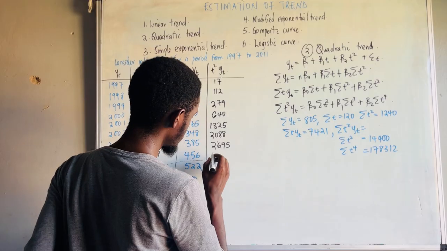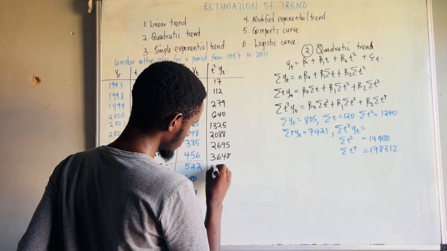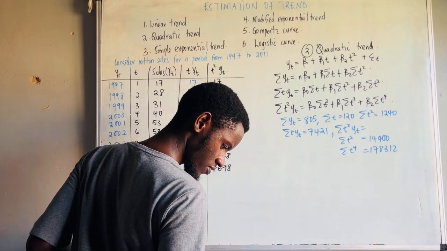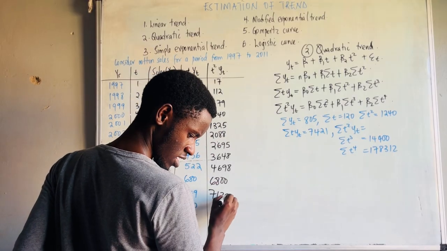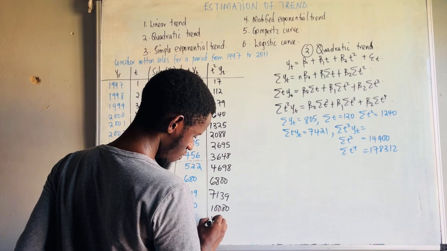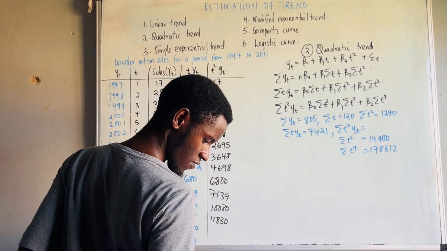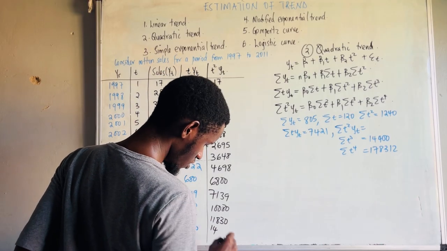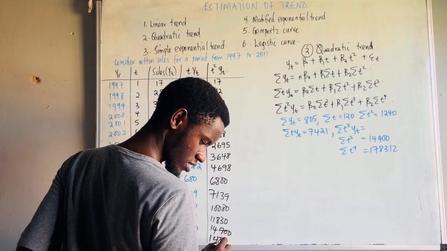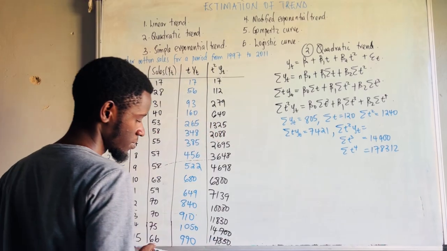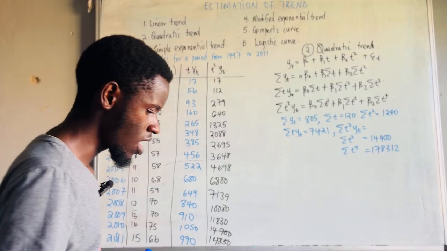I have 343648. Then I have 6800180. Then I have 11830. Then I have 14700, and then likewise I have 150, something like that. Add everything, like here plus everything.